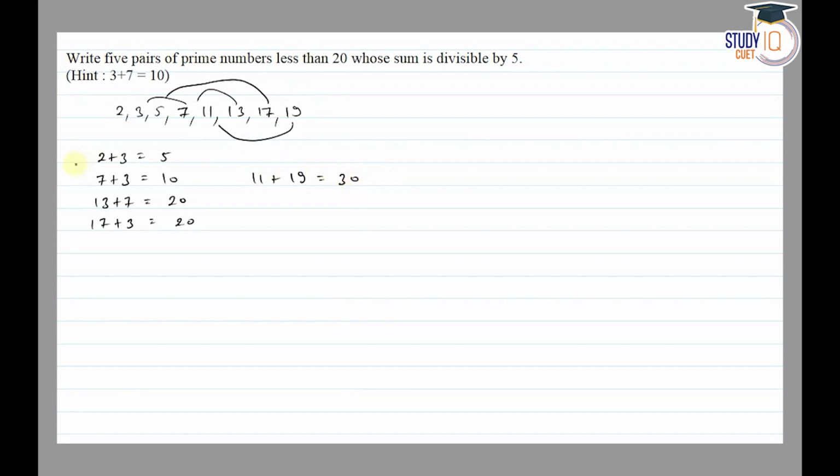So we have our 5 pairs: 1, 2, 3, 4, 5. The pairs are 2 and 3, 7 and 3, 7 and 13, 17 and 3, and 11 and 19.